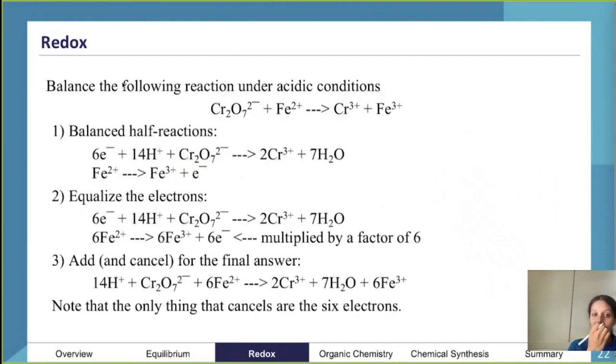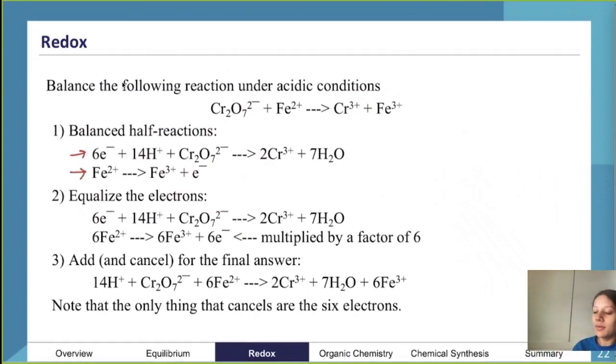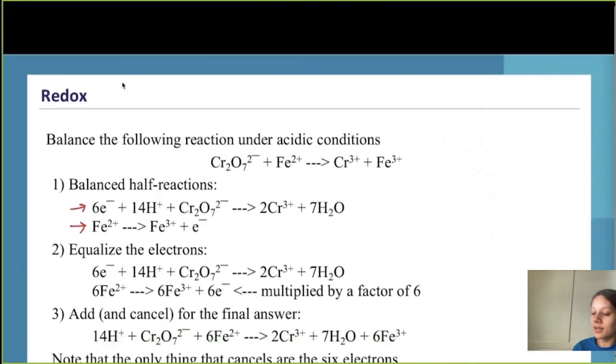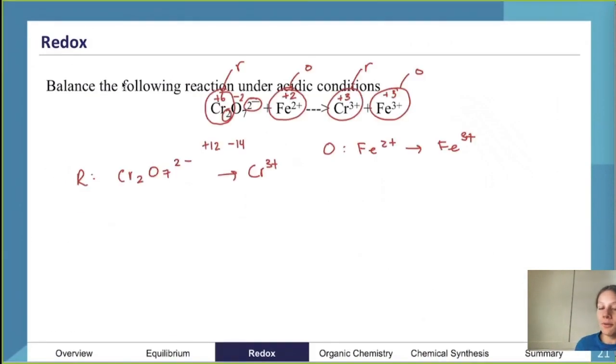So over here, we have the full balanced half reaction for both of them. But what we'll do first is I'll step you through the balancing process for each individual half equation. For the one on the left, we have to balance our non-oxygen, non-hydrogen elements first. So that's our Cr. We have two on the left and one on the right.